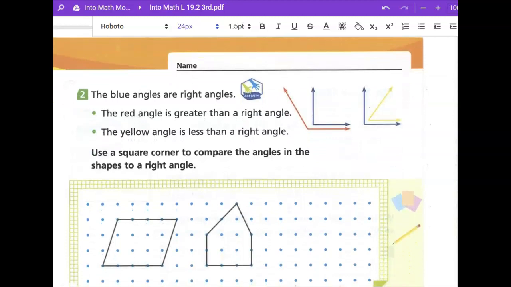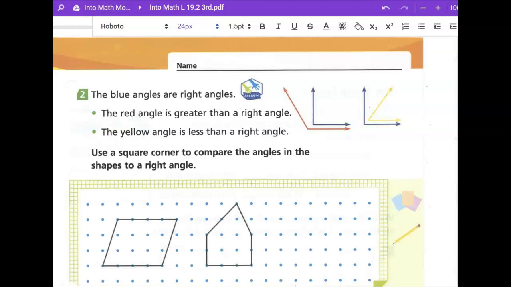Thumb up if you're ready to go on quickly. All right, here we go. The blue angles are right angles. So can you see the 2 blue angles? The red angle is greater than a right angle. So it opens up farther than a right angle. It has the same straight line, but it comes back farther, okay?